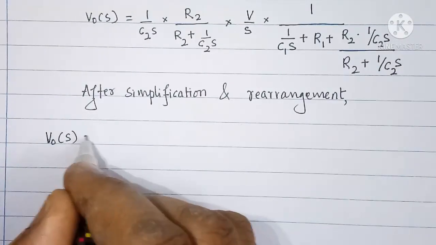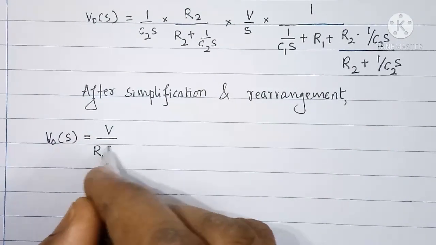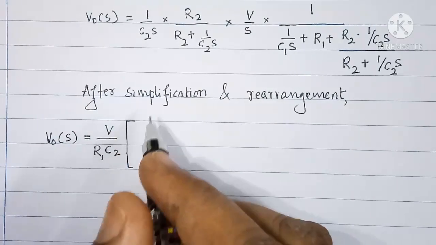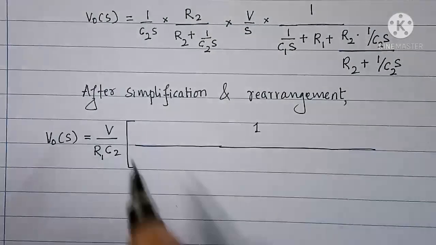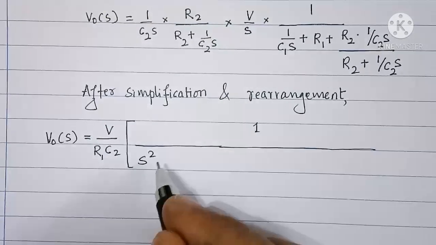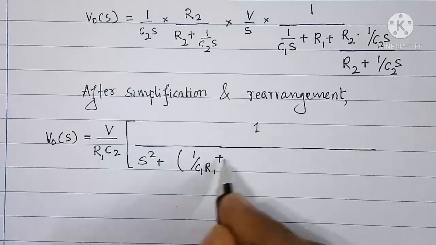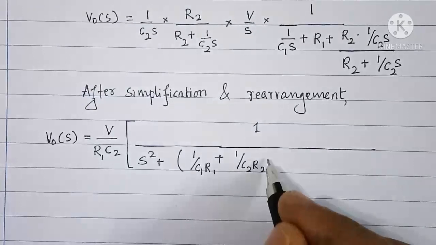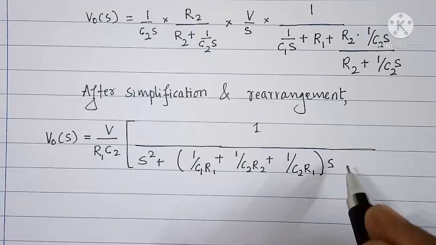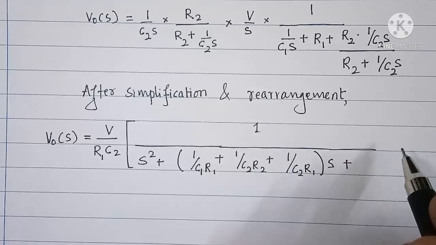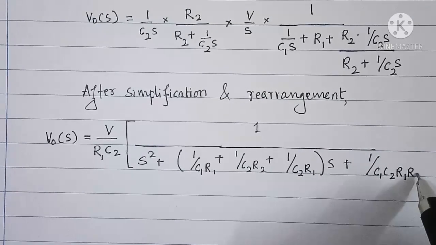V naught of S will be equal to V by R1 C2 into the bracket 1 divided by S square plus, inside the bracket, 1 by C1 R1 plus 1 by C2 R2 plus 1 by C2 R1 into S plus 1 by C1 C2 R1 R2.